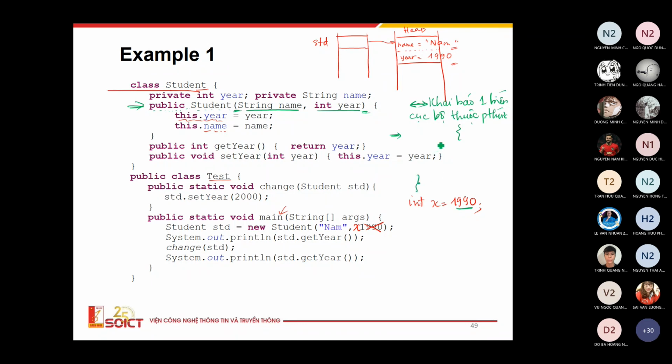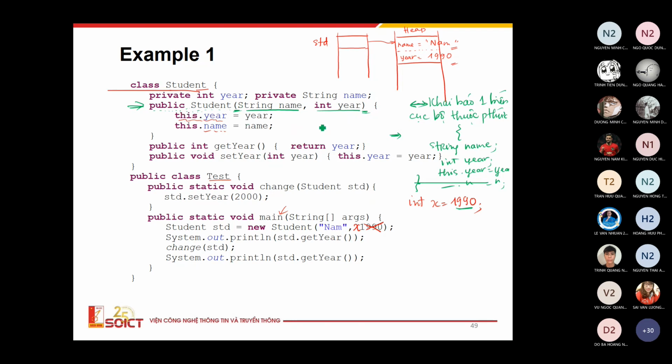Trong đó có gì? Thay vì viết ở bên trên, thì viết String name, int year, và this.year bằng year, this.name bằng name. Thì giống như là thay vì tôi viết trong ngoặc này thì tôi sẽ khai báo cục bộ nó ở bên dưới.